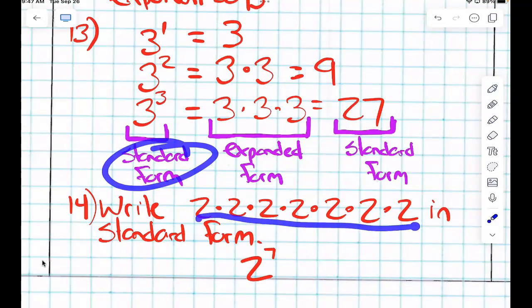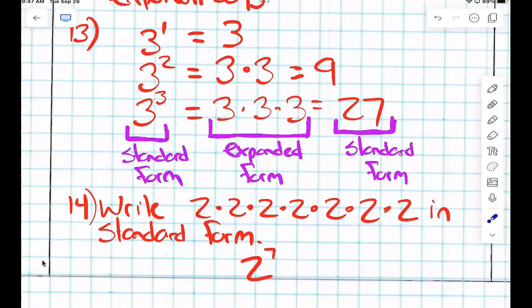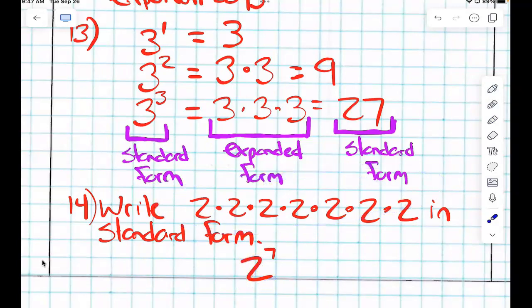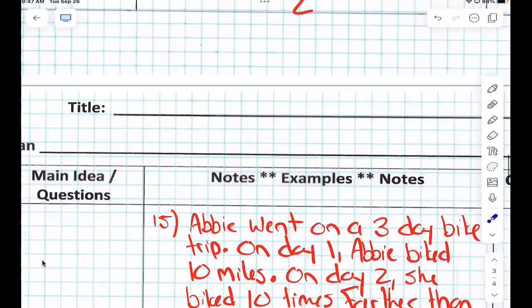How many 2's do I have here? 7. So we can say the base is 2 because it's 2 over and over and over again, right? And how many times is the 2 being multiplied? 7 times. So it's 2 to the power of 7. Yes. Last thing we did here was a word problem, yes?